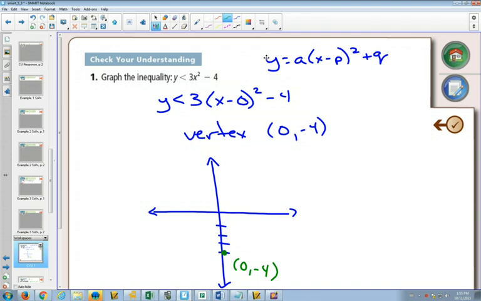Now, how would I find another point? Because your a value is 3, what are you going to do? You're going to go over 1 up 3. So you'd have the point 1, -1. Or over 1 up 3 this way, and you would have -1, -1. Then you would go over 1 up. If you went over 1 up 3 the first time, the next time you would go over 1 up 9. So over 1 up 9 would give you 2, 8 as a point.